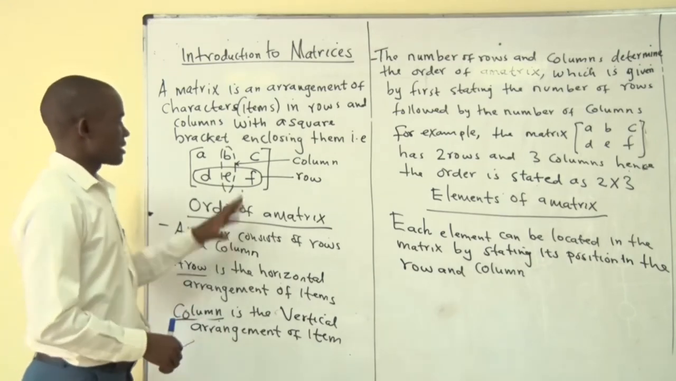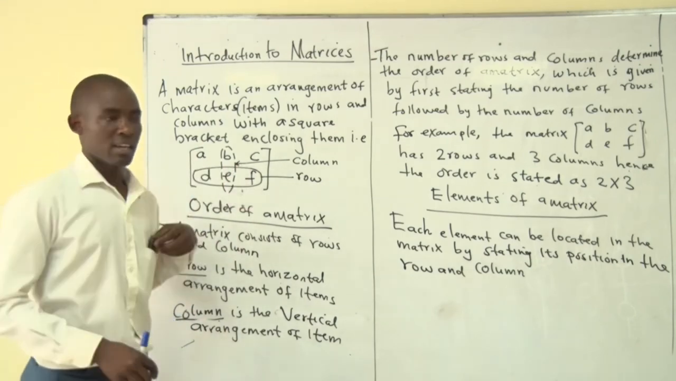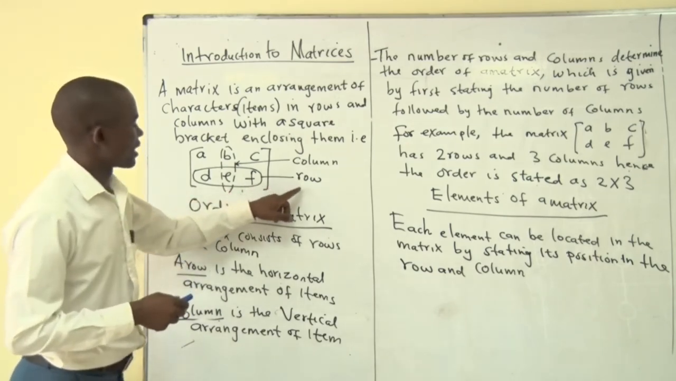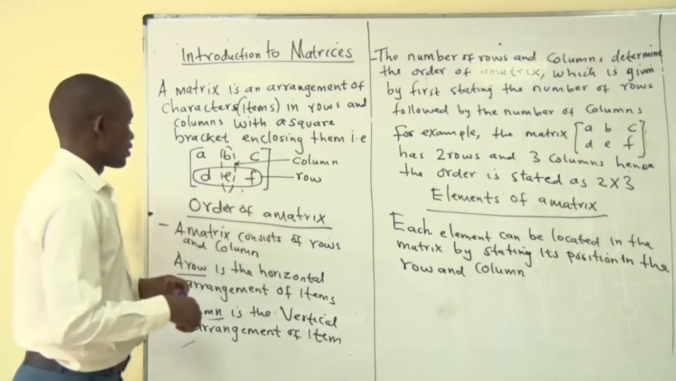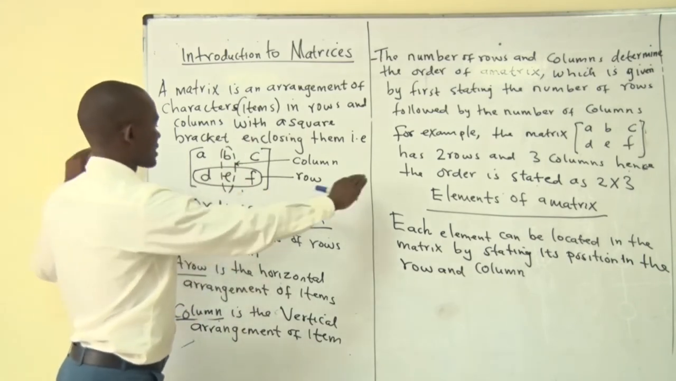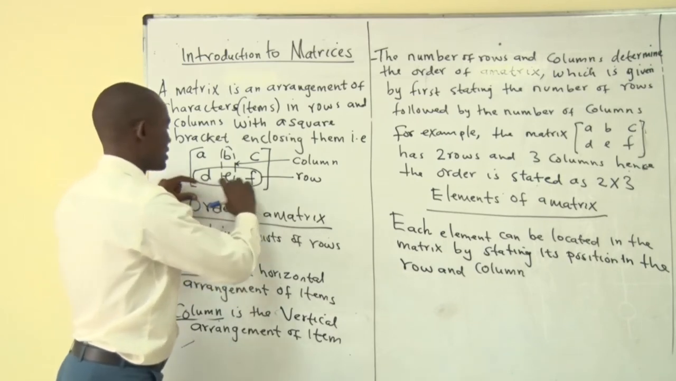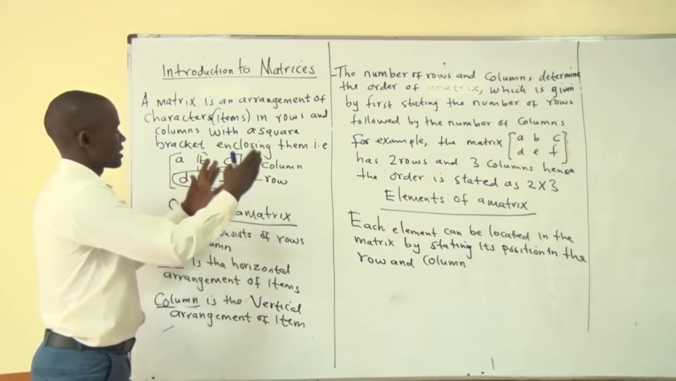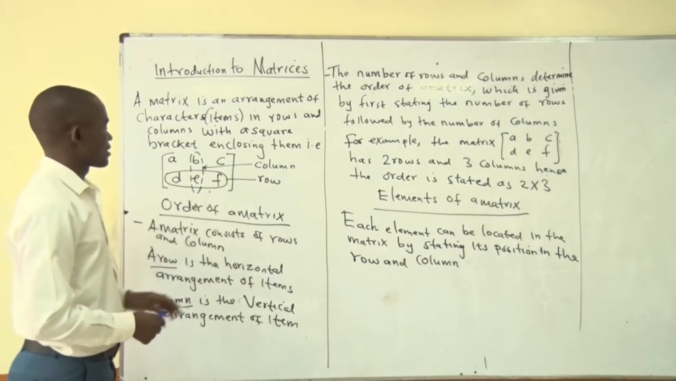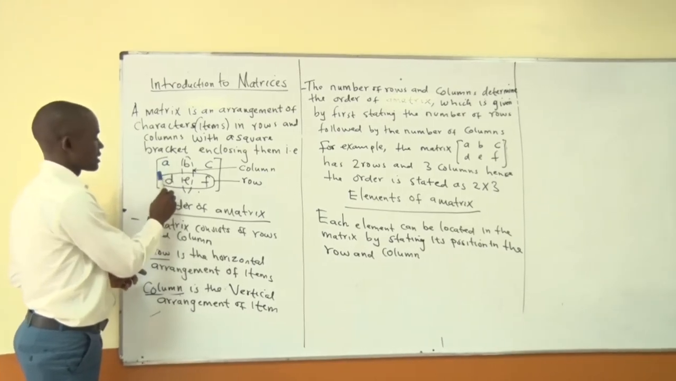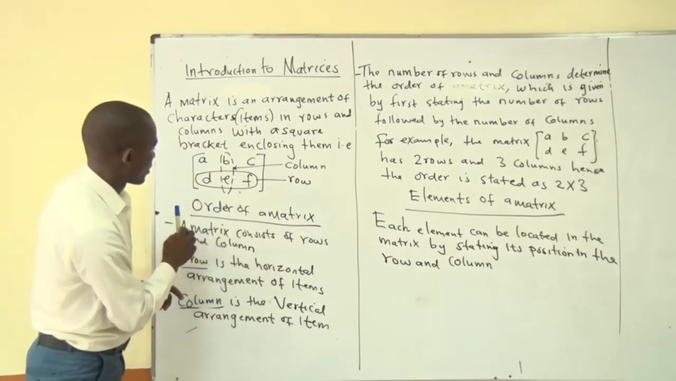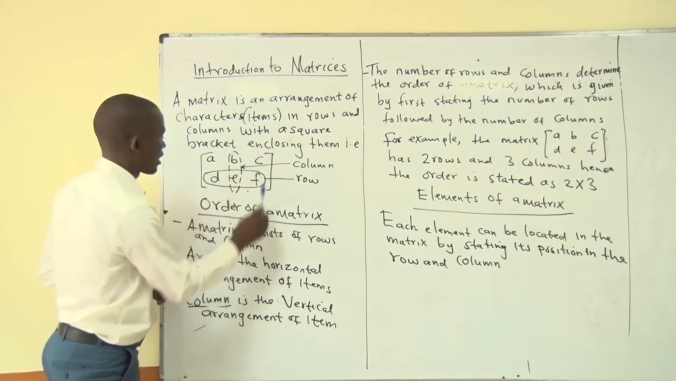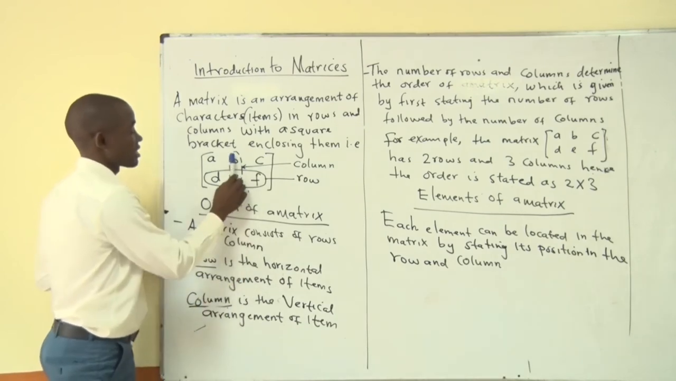Number two, we have said a matrix is defined by two key parameters. It must have rows and it must have columns. Rows are the horizontal characters, the characters which have been arranged horizontally, and the columns are the ones which have been arranged vertically. From this particular matrix, you can see the vertical components form how many columns. This is the first column, this is the second column, and this is the third column. So our matrix has 3 columns.